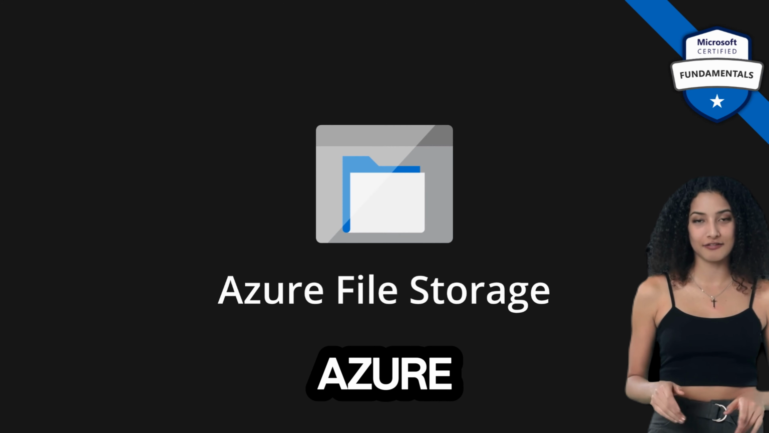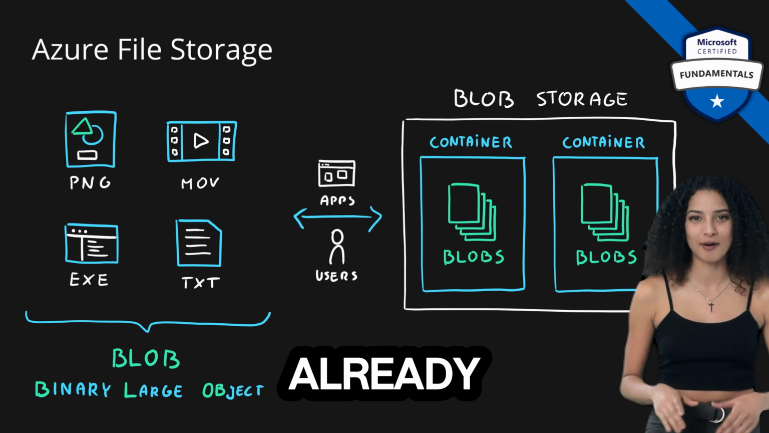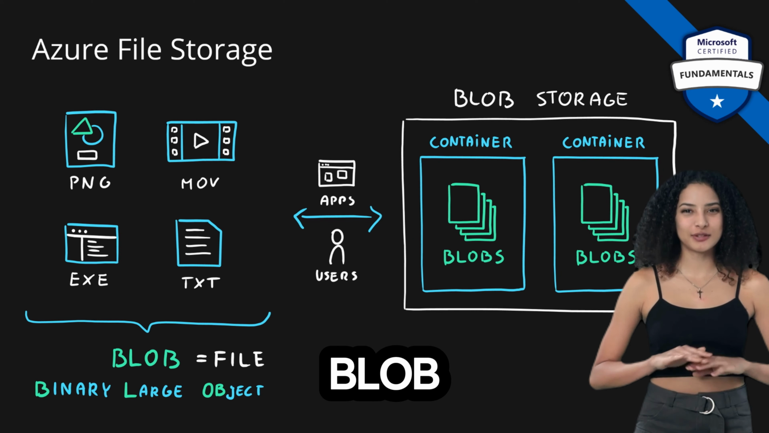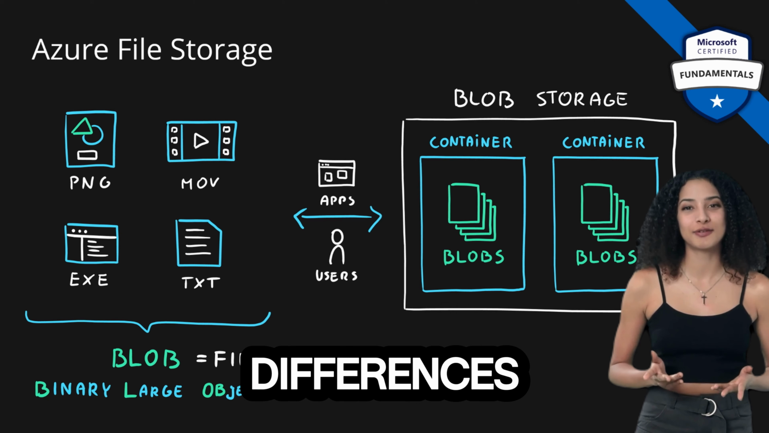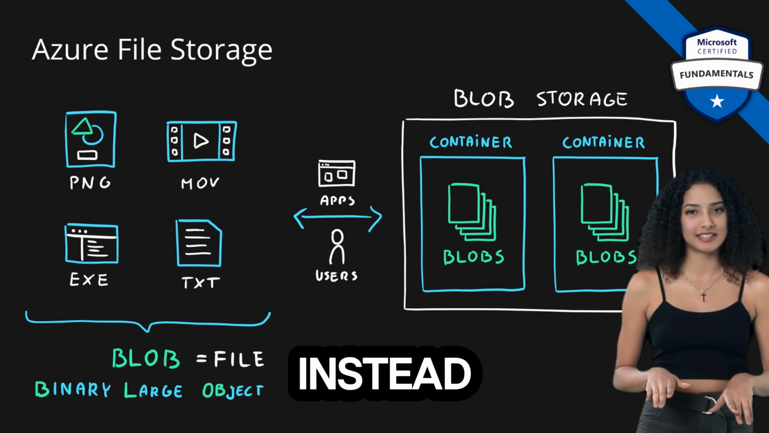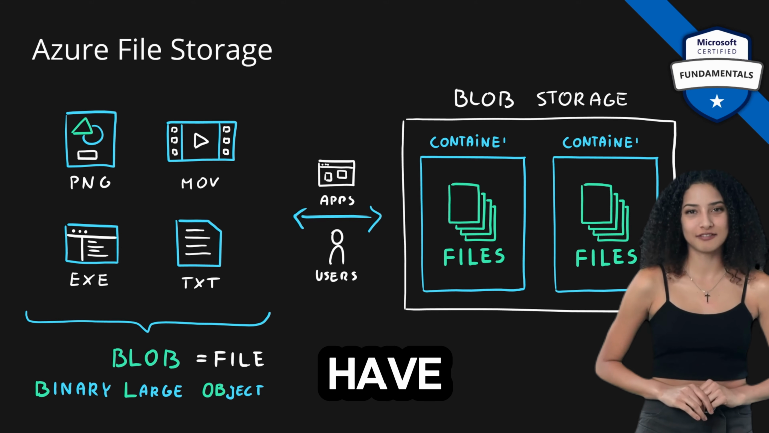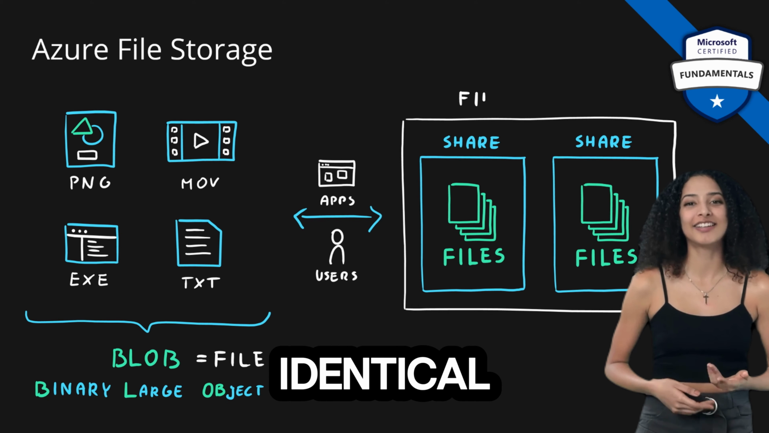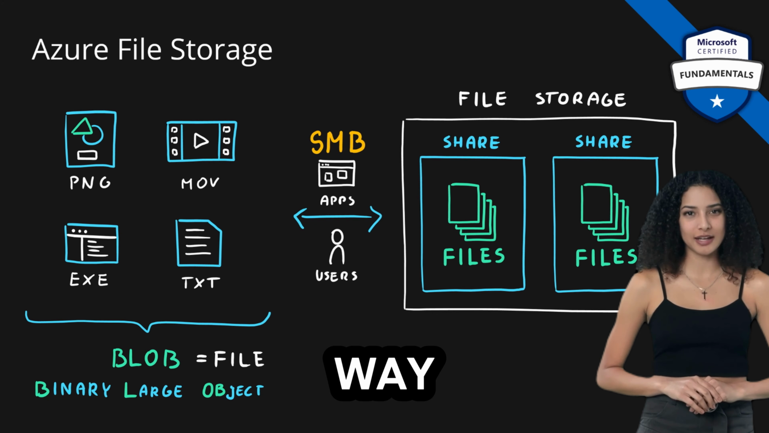Which brings me to Azure File Storage. This service is similar to blob storage, because we already said the blob is a synonym for file. What's the difference between blob storage and file storage? So let's talk about the semantic differences first. In file storage, instead of blobs, you store files. Instead of containers, you have shares. And instead of blob storage, you have file storage. So semantically, they're pretty much identical.